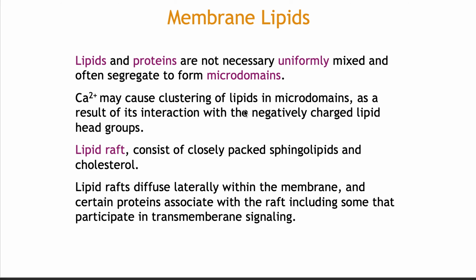All right, so the lipids and the proteins are asymmetric. They can also aggregate and form what we call a microdomain, whether it's because of the presence of metal ions, other proteins, or charged lipid head groups. Anyways, one example of microdomains is lipid rafts, right? Which are shown to consist of highly packed regions of sphingolipids and cholesterol.